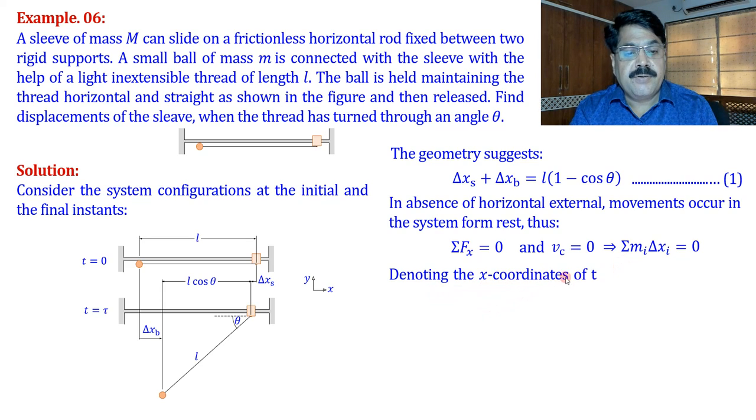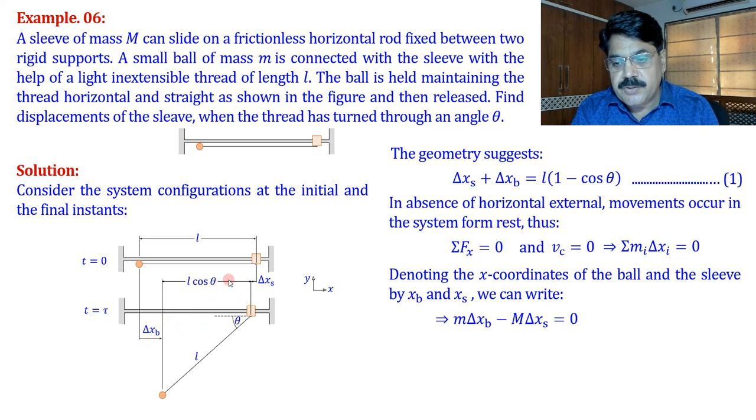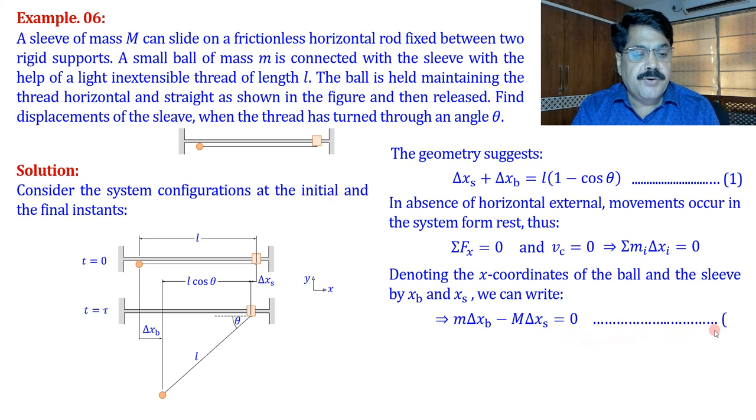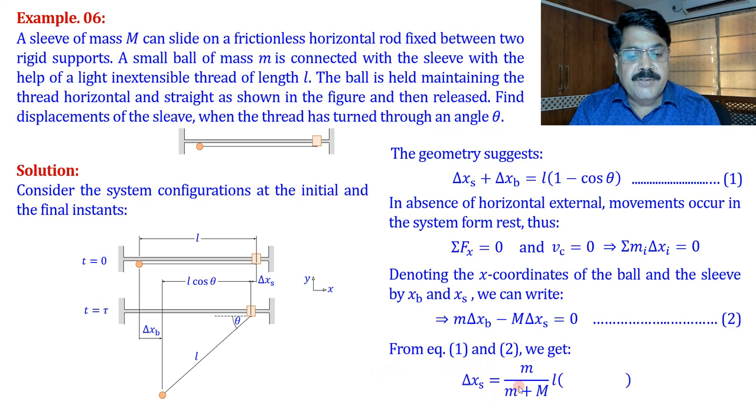Denoting the x coordinate of the ball by xb and the sleeve by xs, we can write m delta xb minus M delta xs equal to 0. Here I am putting a minus sign because we know that this is in this direction. So this direction we take as positive, this is negative. Call this equation 2. So this equation and this equation, we have two unknowns and two independent equations. There is no difficulty in solving that. From equations 1 and 2, we get delta xs is equal to m upon (m plus capital M) times L(1 minus cos theta).